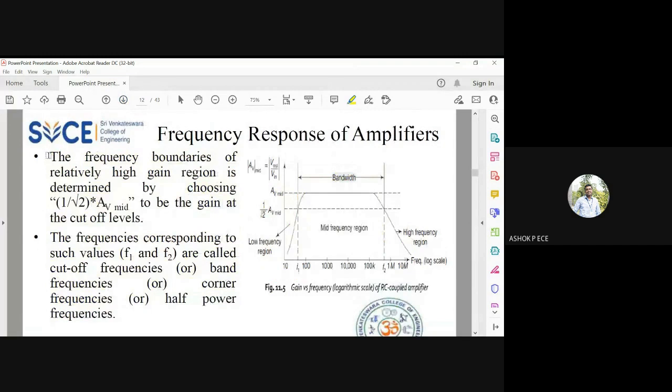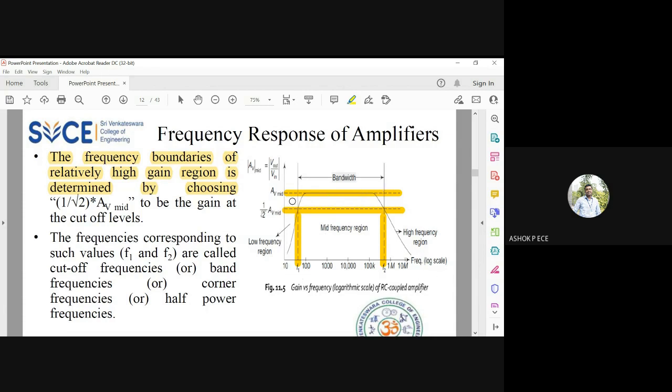So how do we find the boundaries of frequency where the gain is going to be constant? You know this is the maximum gain. Take 1 by root 2 of that. You draw a line. It will cut your graph at 2 points. That is going to be F1 and F2. F2 minus F1 is going to be called the bandwidth. F1 and F2 are called half power frequencies, or cutoff frequencies, or band frequencies, or corner frequencies. So many names are there for F1 and F2.